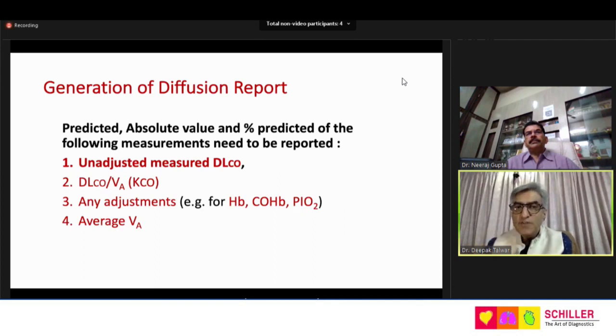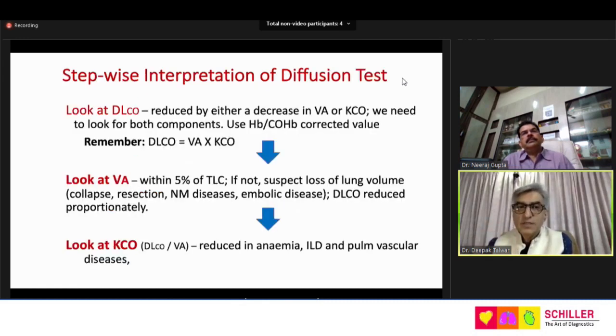So when we generate a diffusion report, it is like unadjusted DLCO. Then we correct this DLCO for hemoglobin and, if required, for carboxyhemoglobin or PiO2 if you are doing it at a high altitude. Average VA, alveolar volume, that is available alveolar volume, and also KCO. So all these need to be there when you look at the diffusion capacity report. And the stepwise interpretation of the diffusion report is, first look at the DLCO. Is it reduced, or is it normal, or is it increased?